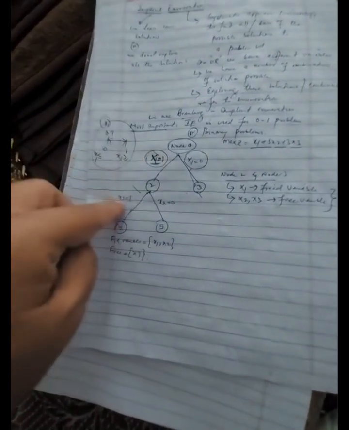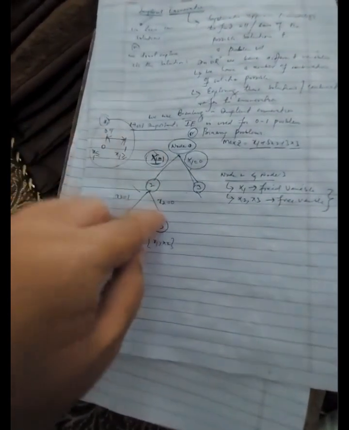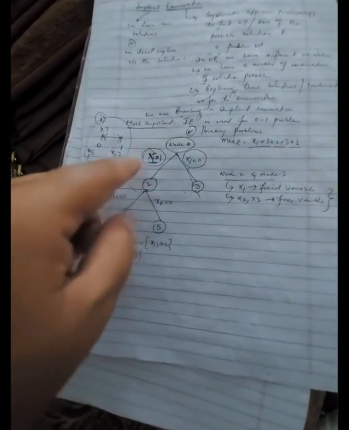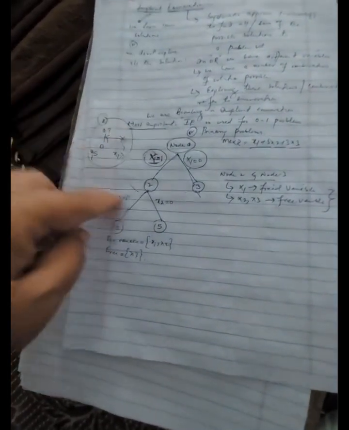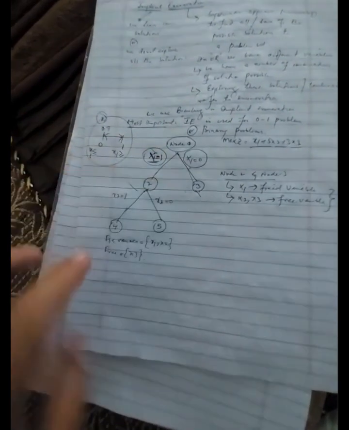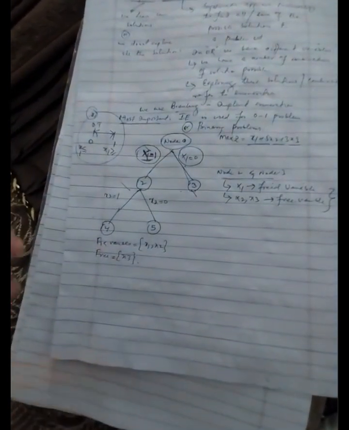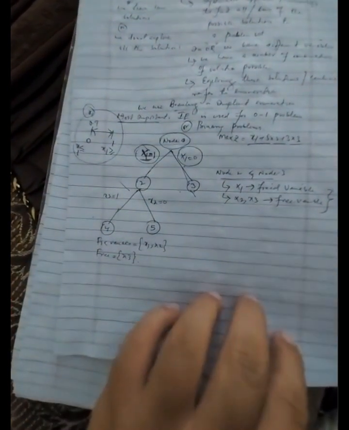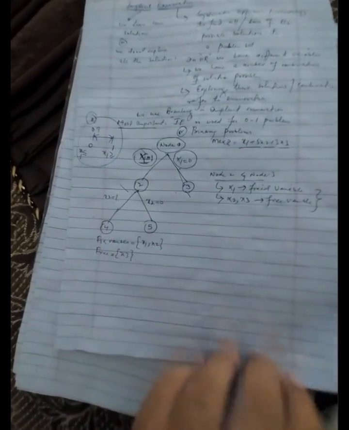x1 is equal to 1 and x2 is equal to 1. x1 is equal to 1 and x2 is equal to 0. So we have two combinations: x1, x2 equal to 1, 1, and x1, x2 equal to 1, 0. So that is how we proceed with each step or each node.